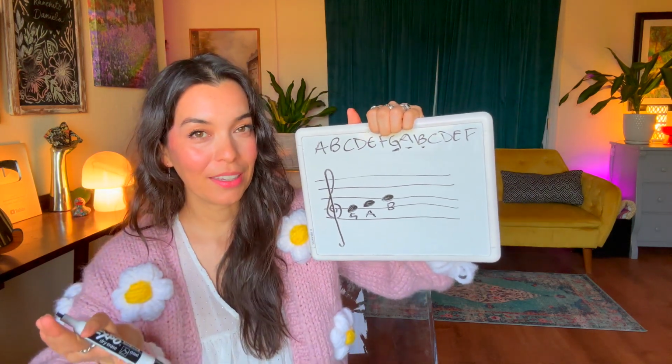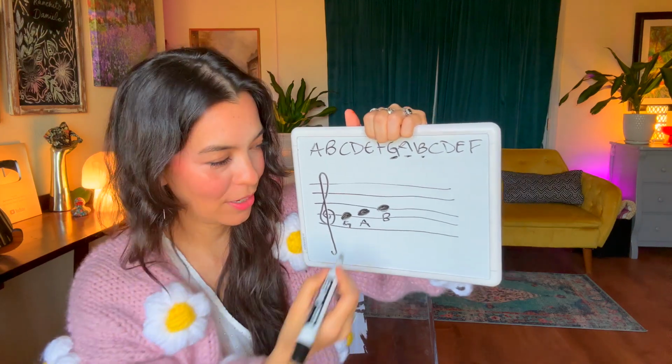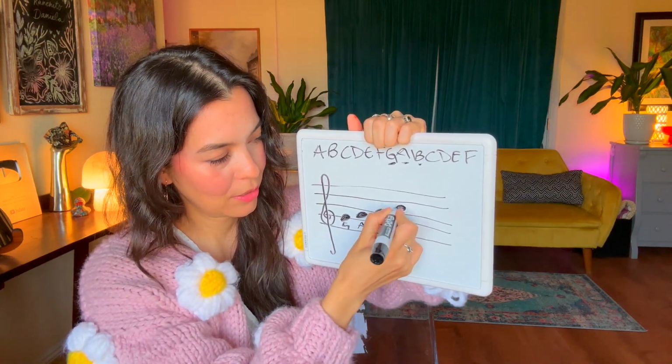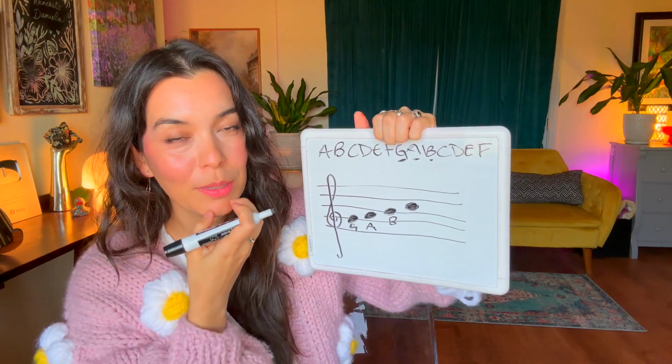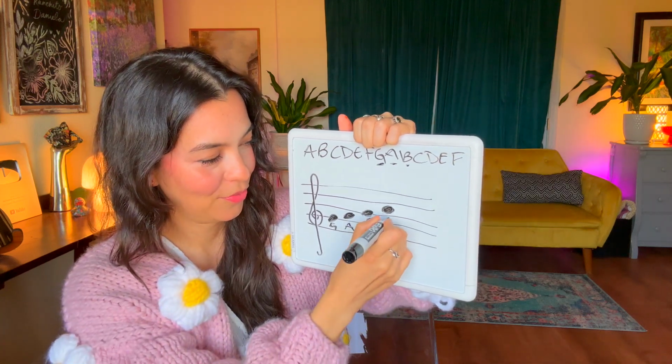I'm gonna stop here, or should we do one more? Let's do one more so we keep it even. Go to the next space. Next space. What comes after B in the musical alphabet? C.